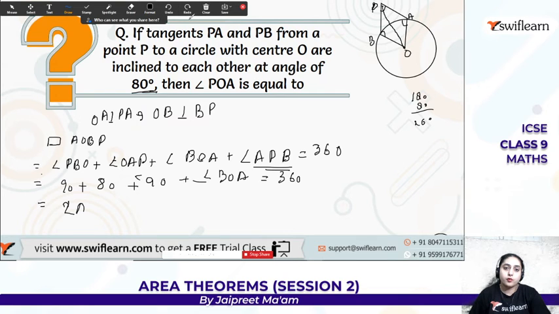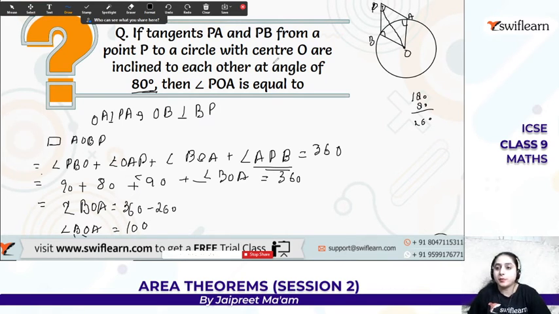So we have to find out BOA. BOA is equal to 360 subtract 260, and we will get 100 degrees. So angle BOA, this whole angle, is equal to 100 degrees. Now what do we have to find? We have to find POA, this angle, that means half of the angle.